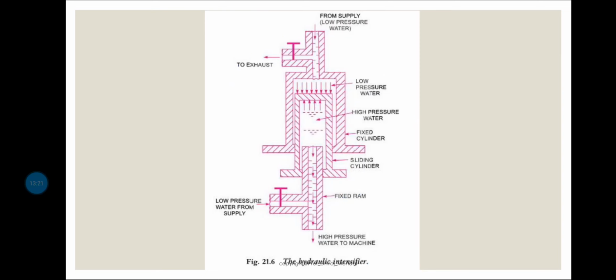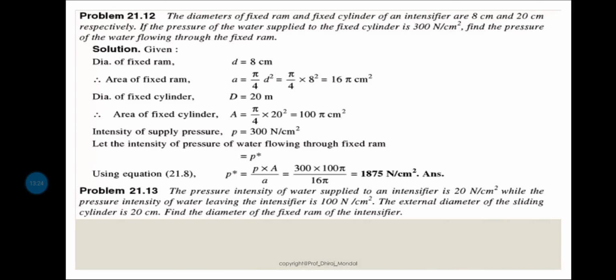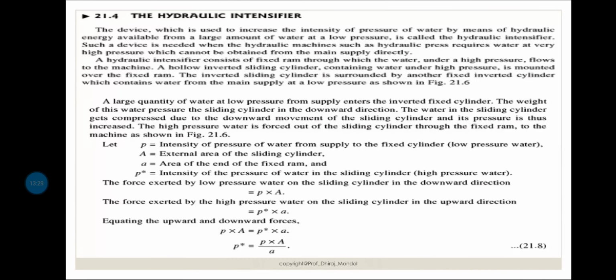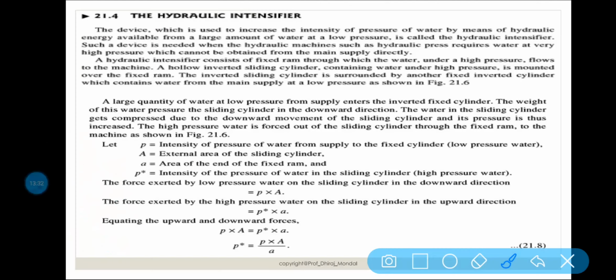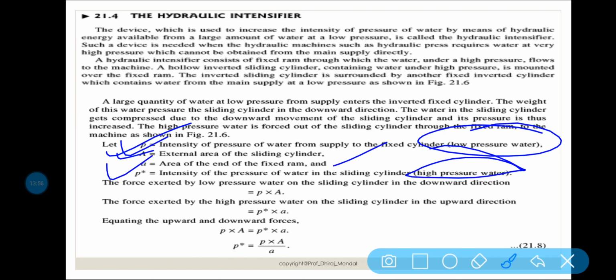Now let us consider p is the intensity of pressure of water from supply to the fixed cylinder, that means low pressure water. Okay, small p, and capital A is the external area of the sliding cylinder. Small a is the area of the end of the fixed ram. Okay, and P star is the intensity of pressure of water in the sliding cylinder, that means in the high pressure zone.